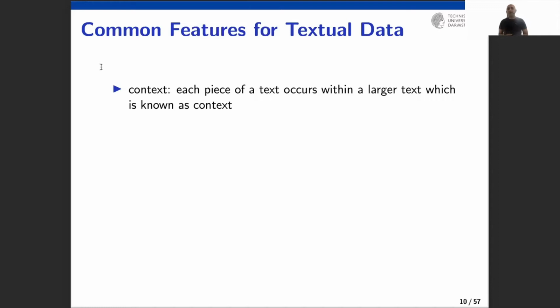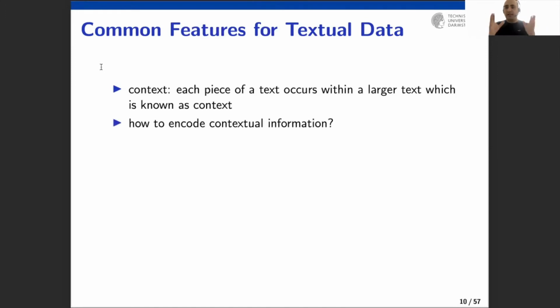Okay. So let's talk about another source of information that is really important in NLP, which is context. Each piece of text occurs within a larger text, which is known as context. The point is that when we discuss bag of words or TF-IDF, we kind of ignored the context. Even when we go for n-grams, we didn't look at the context. We just look at how often two words occur next to each other.